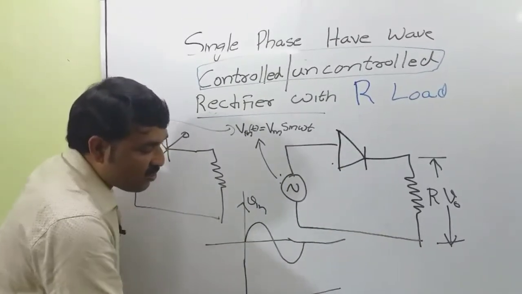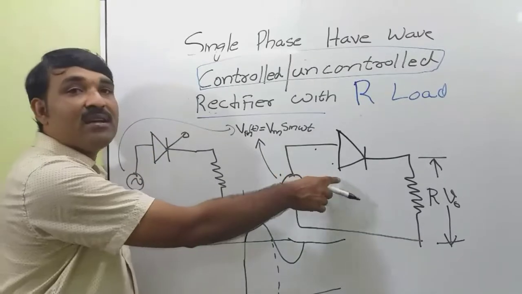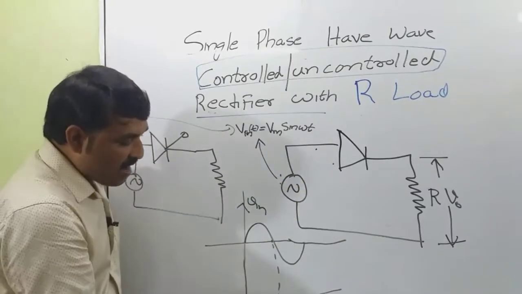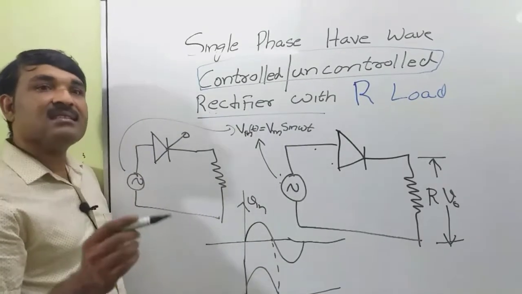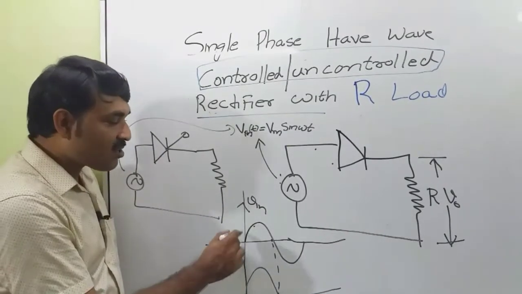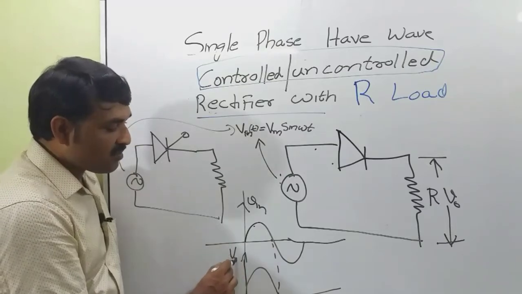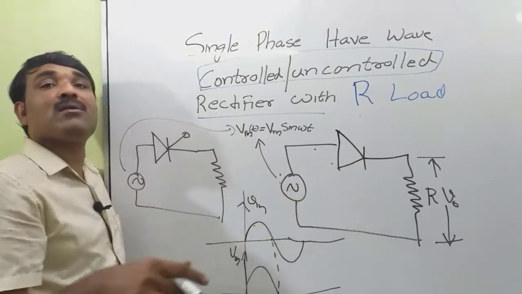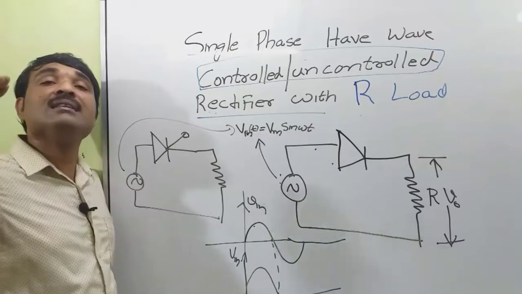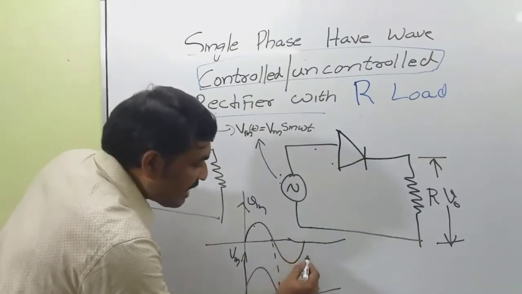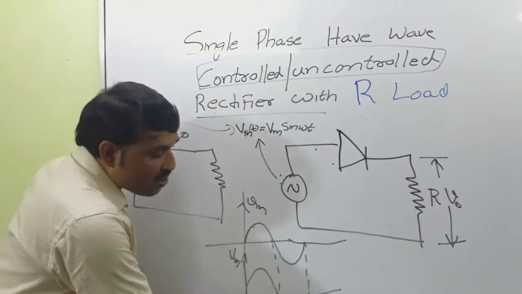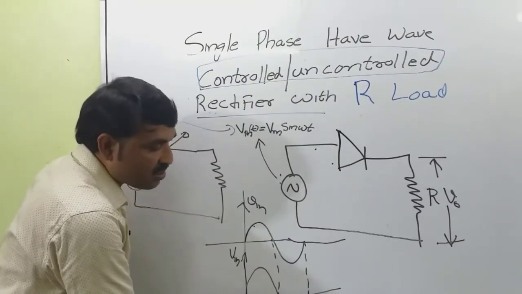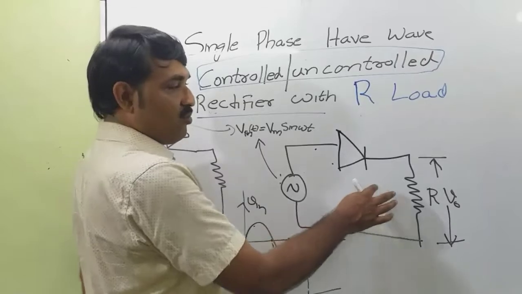Then during the positive half cycle, this diode is in forward bias condition, and we will get the output like this. That is, the output is the same as that of the input, since there is no voltage drop across the diode; we are assuming the diode is an ideal diode. And during the negative half cycle, the diode is in reverse bias condition. So the output is equal to 0.